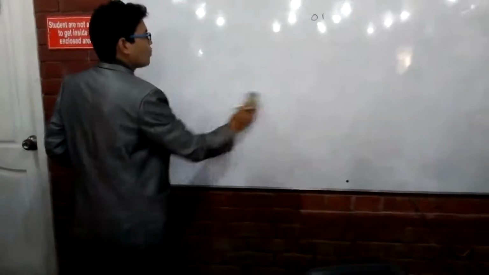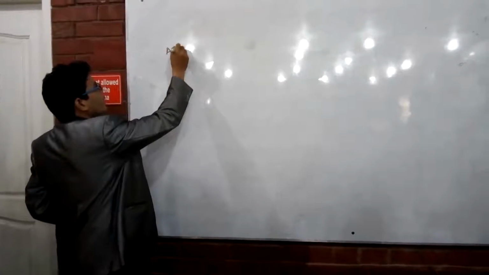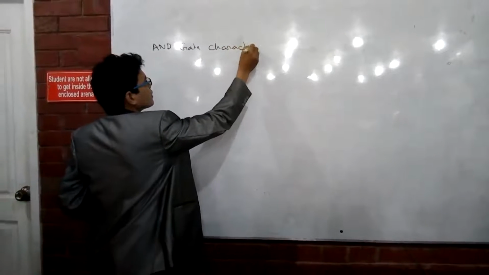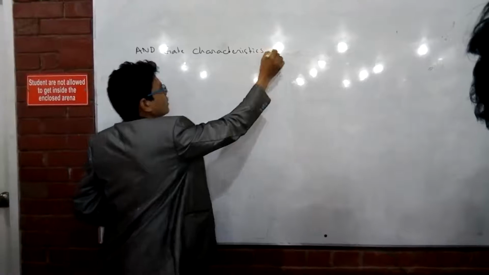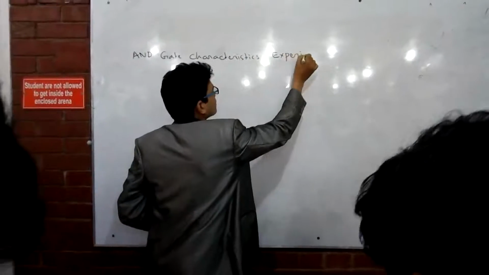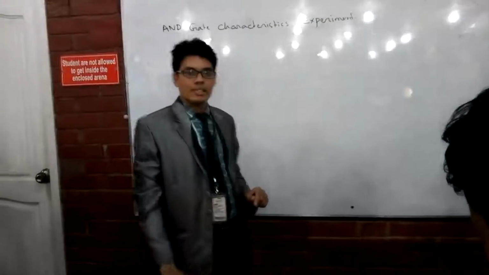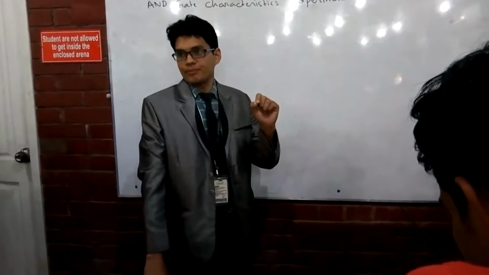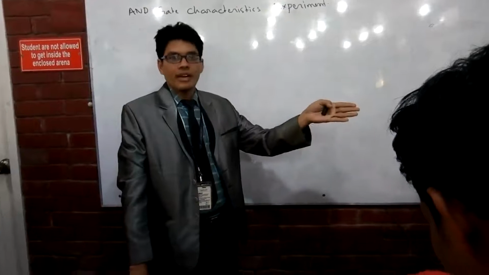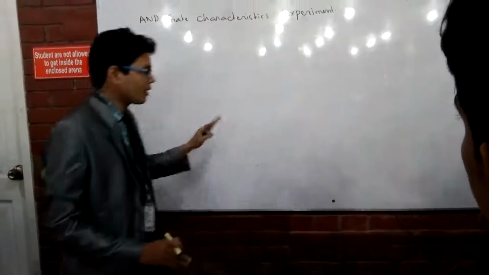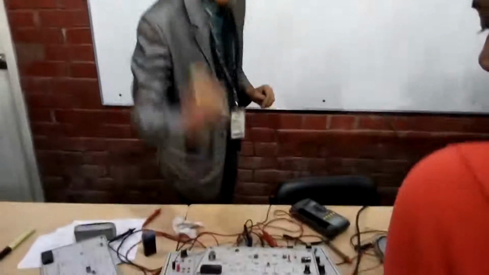Okay? So we'll know the characteristics of the AND gate. The AND gate characteristics experiment is the first experiment of the digital system. We have done the first of the analog system, which was measuring voltage and current. So this time, the first of the digital. So let us get introduced to this first.